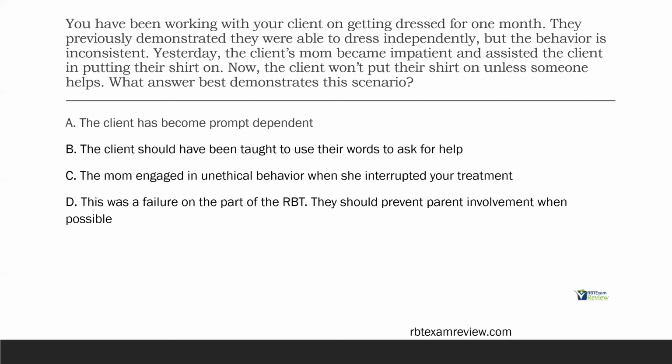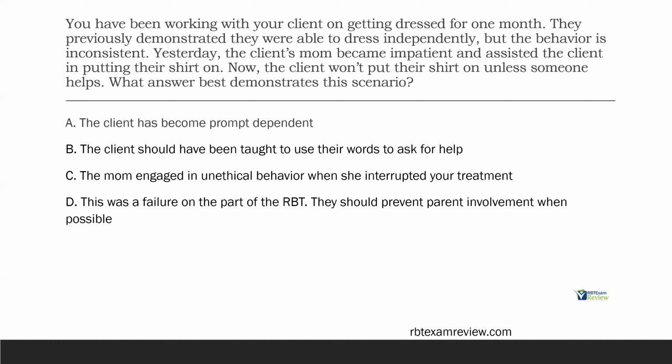Okay, so this is something as a BCBA that drives me crazy. You work really hard on the skill, and we're at the point now in this situation where they can do it. We just need to strengthen their ability to do it consistently. What happened here was we took a step backwards. We know they can do it, and instead of being patient and letting them do it themselves so we can deliver reinforcement, we became impatient and we did it for them.